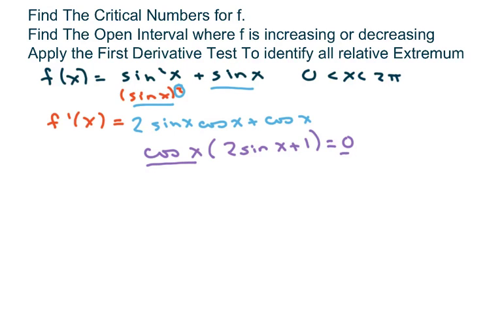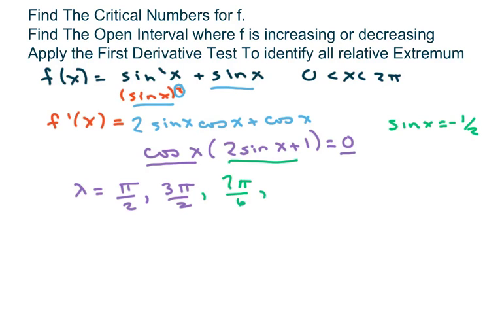So cosine of x is 0 at pi over 2 and 3 pi over 2. And this one is sine of x equals negative 1/2, and that occurs at 7 pi over 6 and 11 pi over 6. And I'm going to go ahead and write these in increasing order, smallest to biggest, so I can do my intervals.